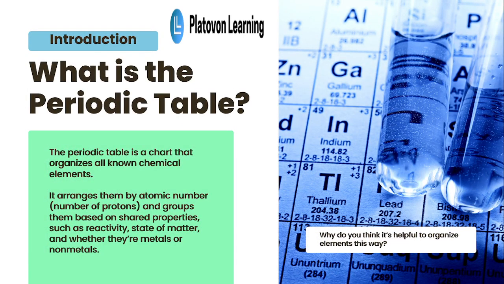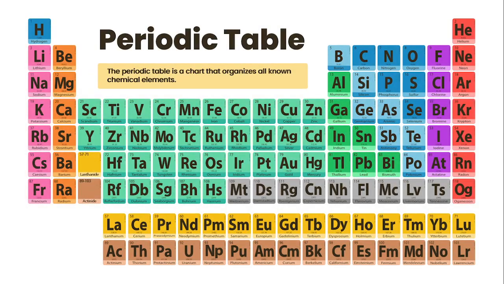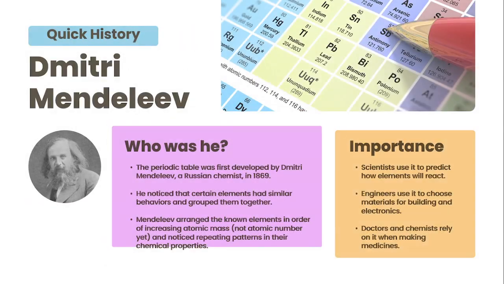Alright, what's the periodic table? A periodic table can also be called a chart that organizes all known chemical elements. It arranges them by atomic number and groups them based on shared properties such as reactivity, state of matter, and whether they are metals or non-metals.